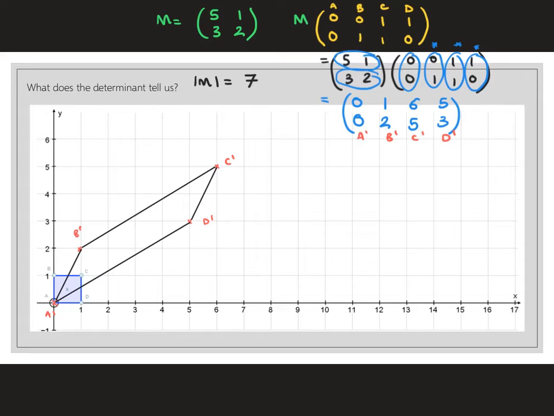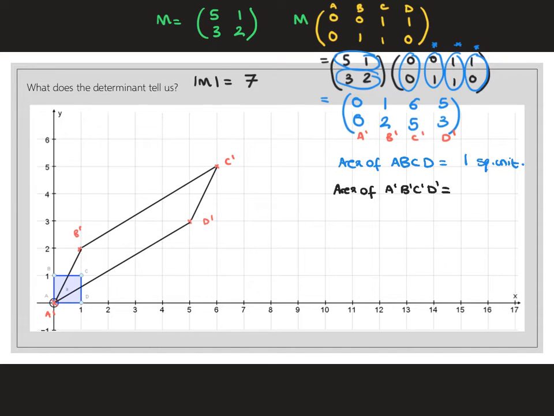So the first thing that I'm going to do is calculate the area of the unit square, A, B, C, D, and as it's a unit square by definition, its area is 1 square unit. And now we're going to work out the area of the parallelogram. Now, how do we go about doing that?